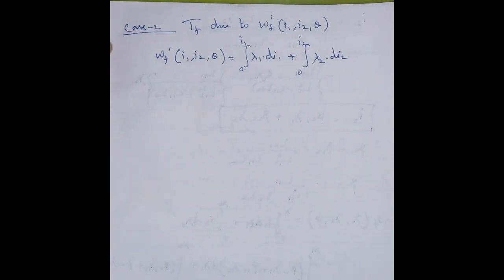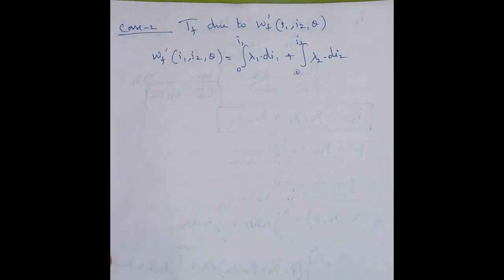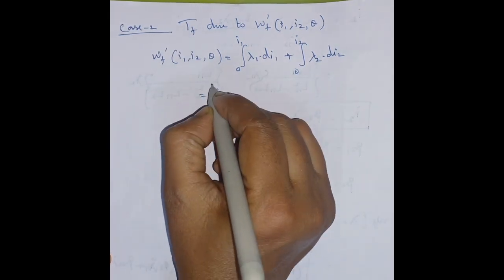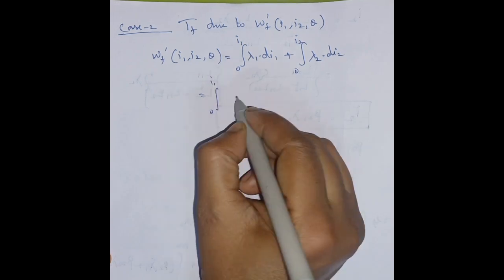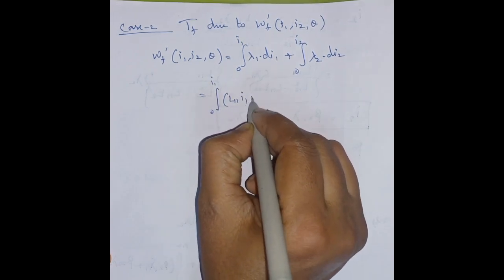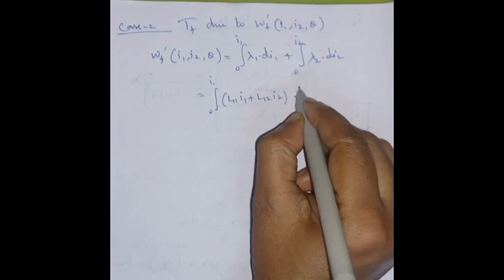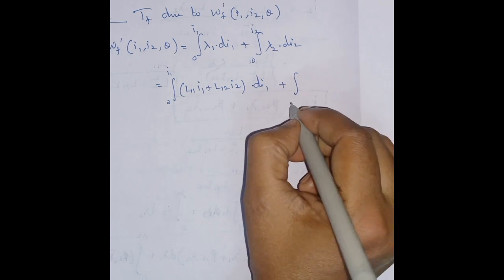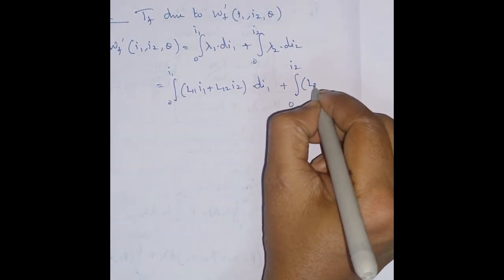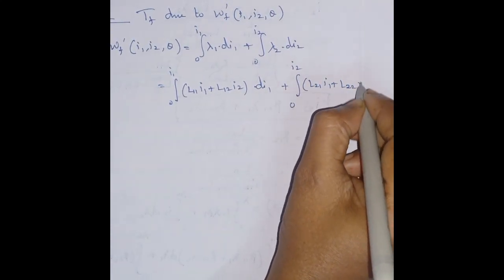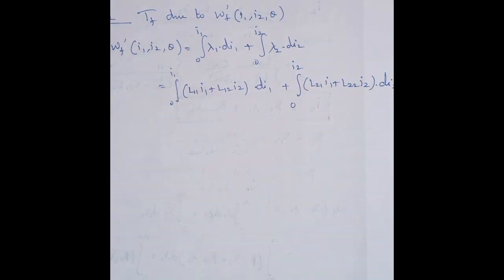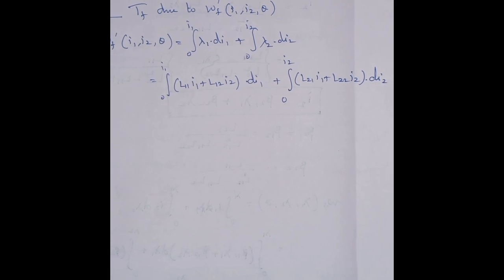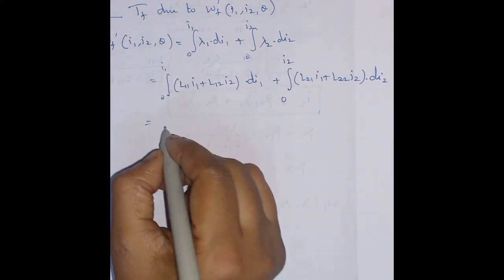What is interesting is that there is no need for further simplification. Whatever lambda 1 is, substitute it directly. So we get 0 to I1, and what is lambda 1? L11 I1 plus L12 I2 di1, correct? Then plus the integration of 0 to I2 of L21 I1 plus L22 I2 di2, okay? We will do here the same as we did there, no changes, all the things are applicable here also. So first I separate this.